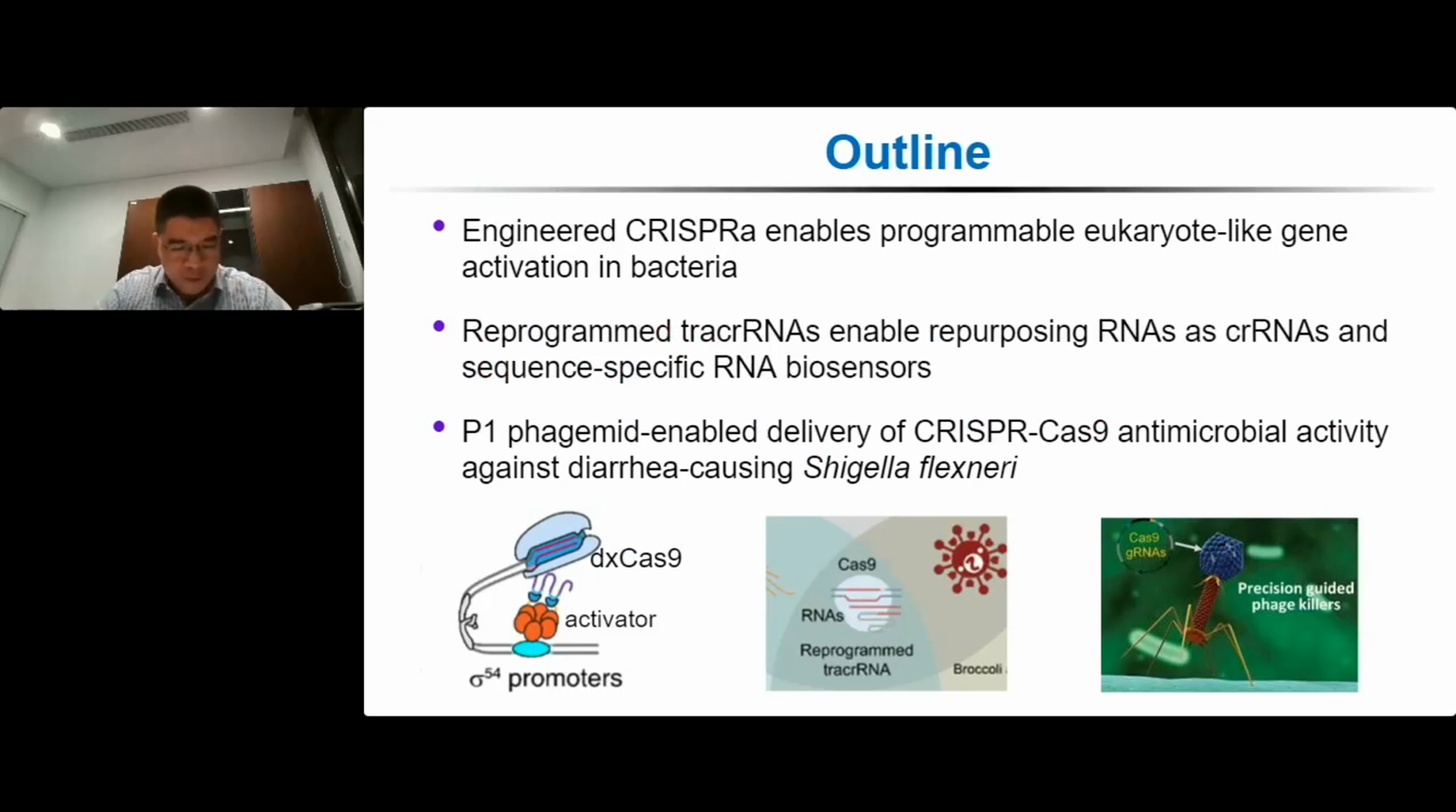And here is the outline of my talk, which comprises three parts. First, I will describe the design principles and biotech applications of a eukaryote-like CRISPR-enabled gene activation tool in bacteria. Second, I will discuss how reprogramming the trans-activating CRISPR RNA in type 2 CRISPR systems allows repurposing RNAs as CRISPR RNAs and sequence-specific RNA sensors. Third, I will describe the engineering of the P1 bacteriophage to deliver CRISPR-Cas9 antimicrobials against Shigella flexneri, which is a barrier-causing gut pathogen.